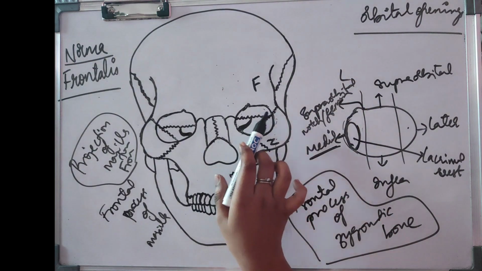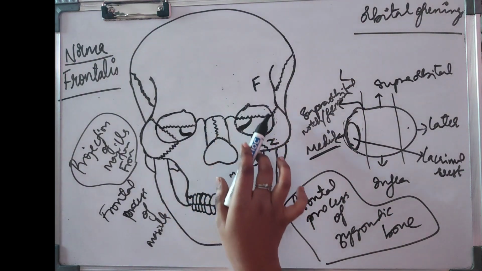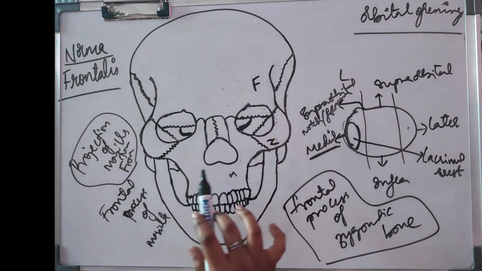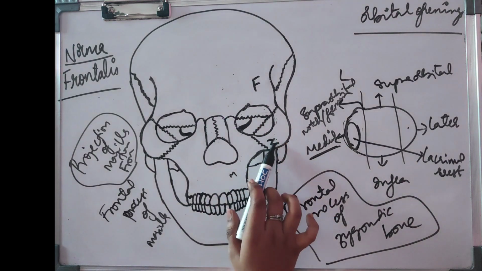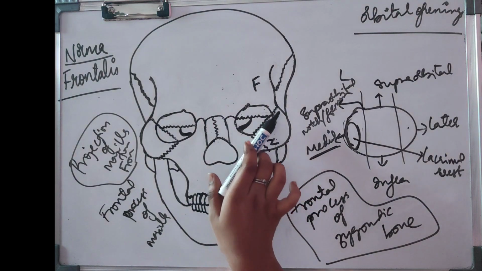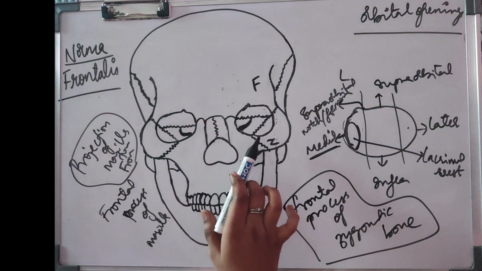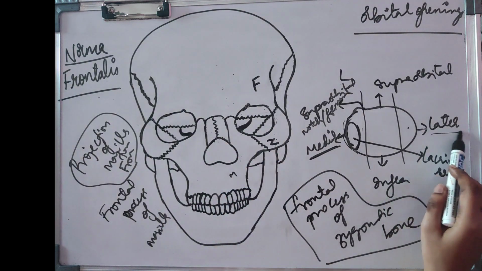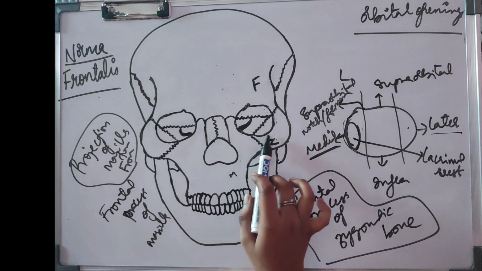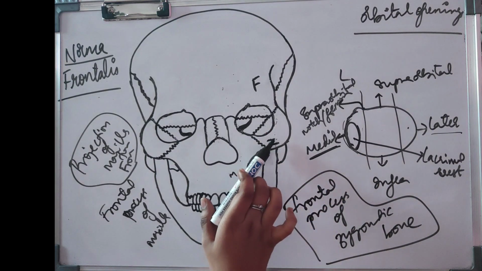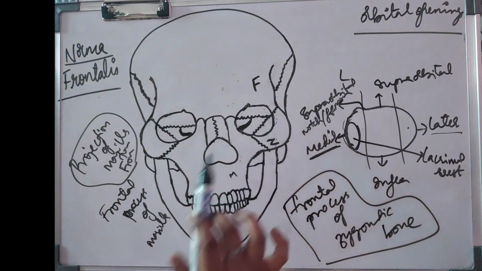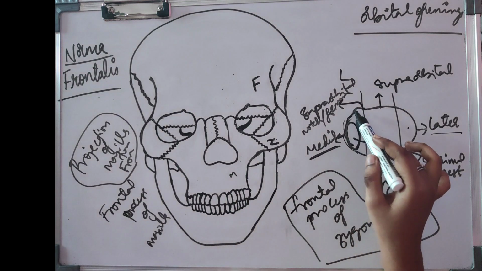So above it is formed by the zygomatic process of the frontal bone, and below this is the zygomatic bone. It is projected towards the frontal bone. So the lateral orbital margin is formed below by the frontal process of the zygomatic bone.